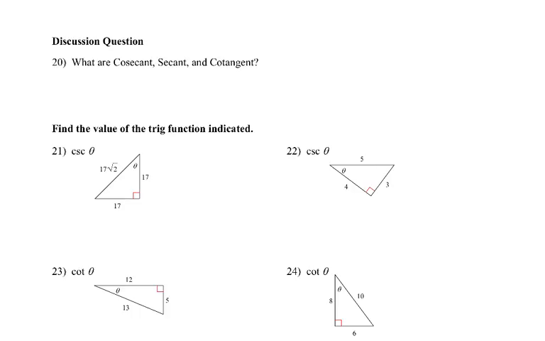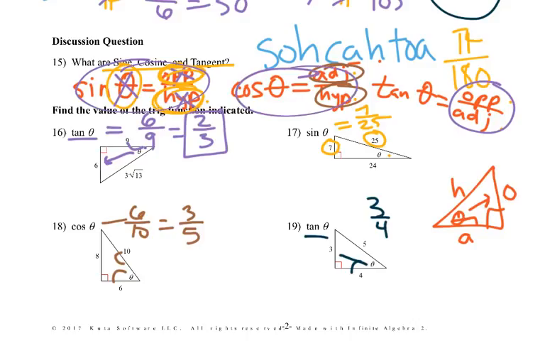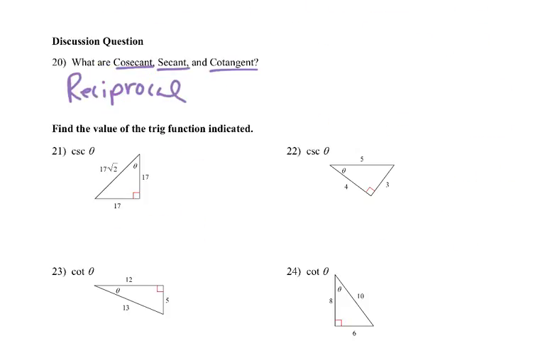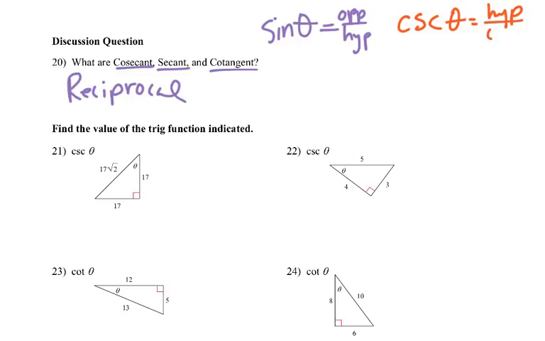All right, now, some other trig functions, which are called our reciprocal trig functions, are cosecant, secant, and cotangent. They connect to sine, cosine, and tangent, but they're the reciprocals. So the sine was the opposite over hypotenuse. Its reciprocal is cosecant, which we write as CSC. So the cosecant is the reciprocal, which is the hypotenuse over the opposite.